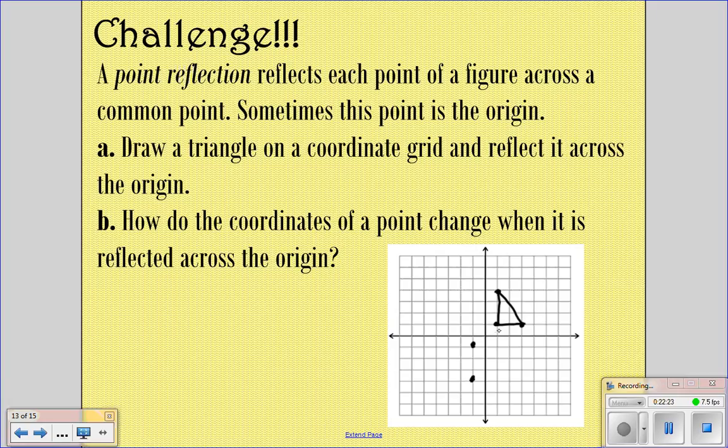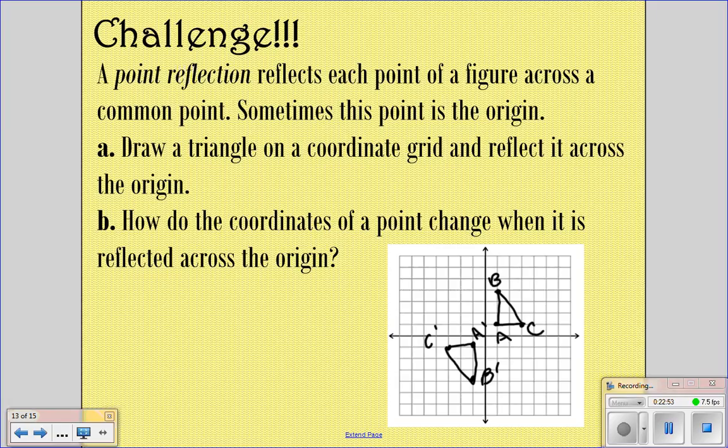And then I guess I should label my vertices so that I can refer to them. So that would be A prime. That would be B prime. And then for C prime, we went down 1 and over to the left 3. So down 1, over to the left 3. And so that's going to be C prime. And so that would be my reflected triangle.